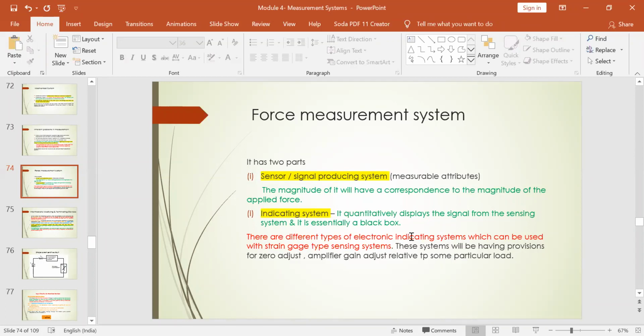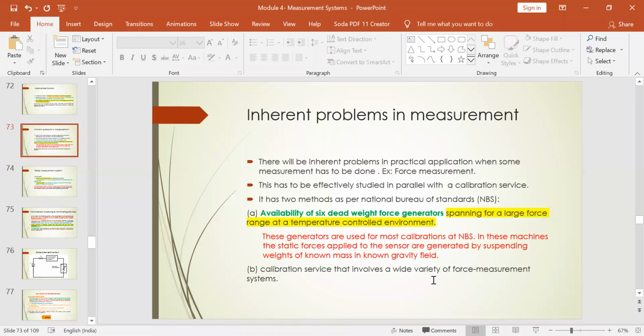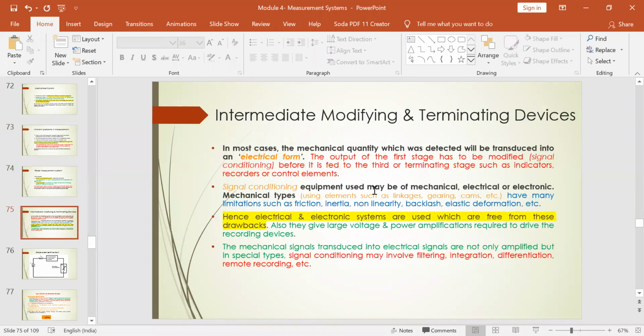There are different varieties of displays in an indicating system. These work very well if you use a sensor of the strain gauge type. It has modifications to enhance the display, which are nothing but the zero adjust and amplifier gain adjust, which mainly depend upon the load applied. So these are the two types of force measurement system that we use in calibration service with respect to our transducers. We are relating everything to our transducer elements for our modifier and terminating devices.